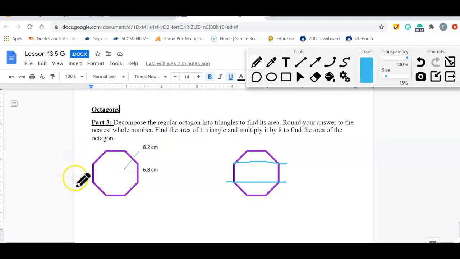But if we were just given this information over here, we wouldn't be able to find the area of the octagon using this decomposed method because we don't know the distance from this vertice to this vertice. It doesn't go through the midpoint. But it is one way to solve for the area of an octagon.